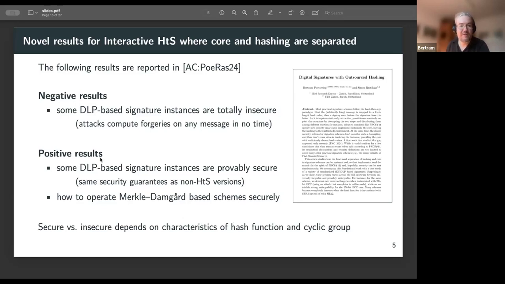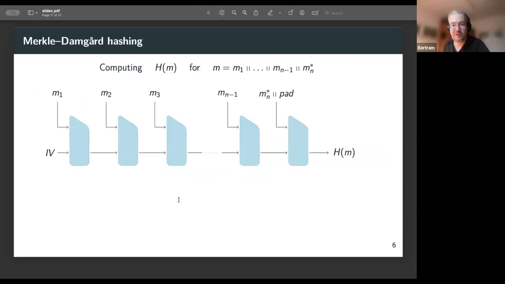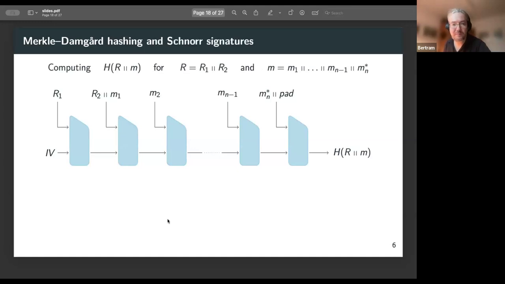We also, on the positive side, show how signature schemes based on Merkle-Damgård hashing can be operated in a secure way in general. So let's go into the details. So again, this is the reminder of how Merkle-Damgård works. There are no signature components here.